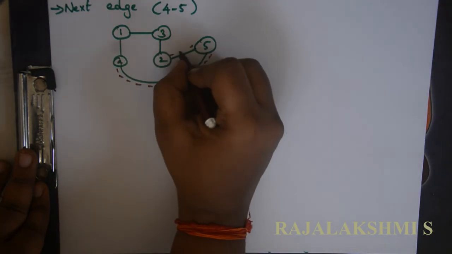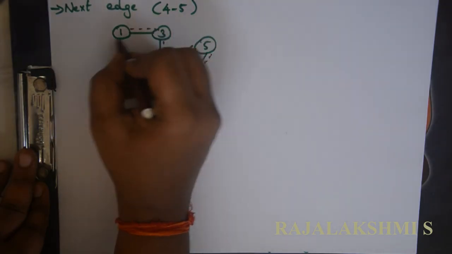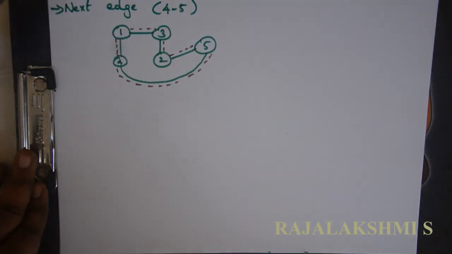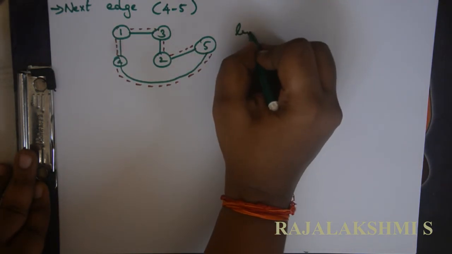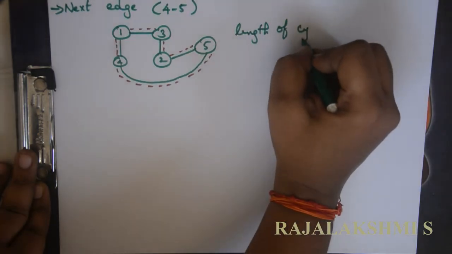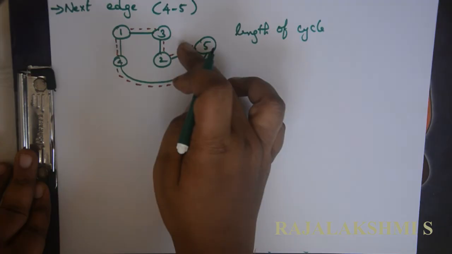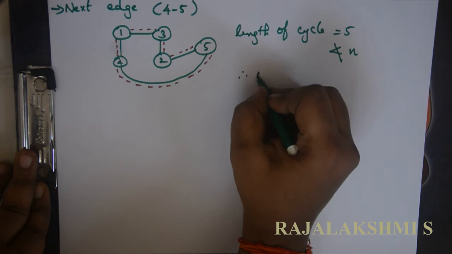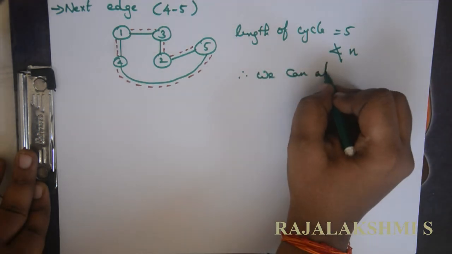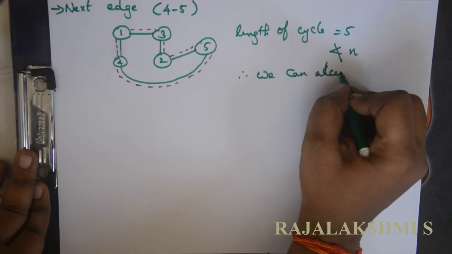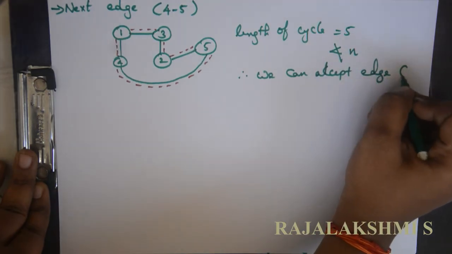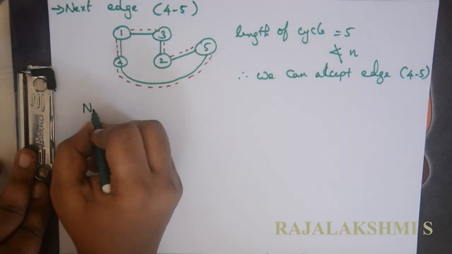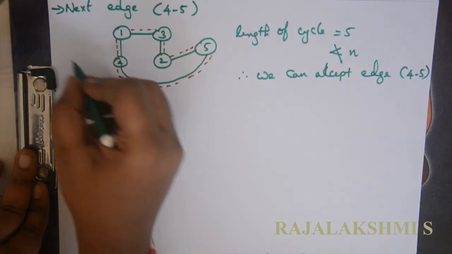The dotted brown lines indicate the existence of the cycle. Now what is the length of the cycle? Yes, it is 1, 2, 3, 4, 5, right? It is not less than n. So therefore we can accept the edge 4 to 5. Okay. Now all the edges we had visited.